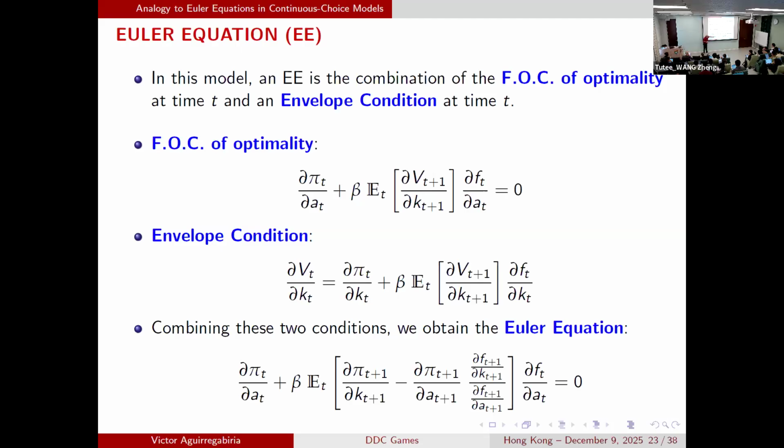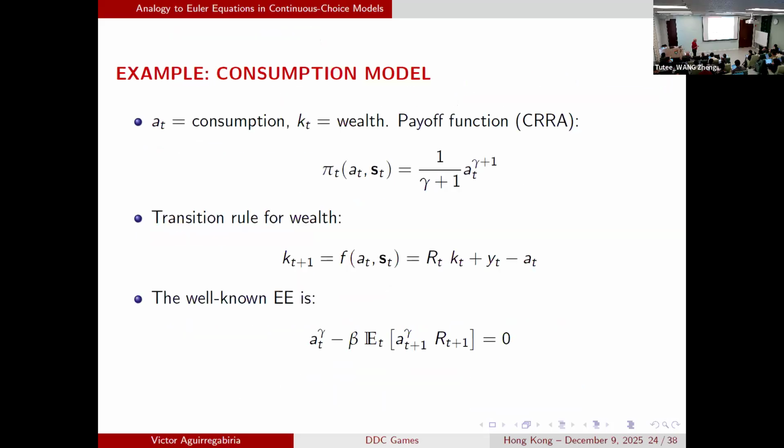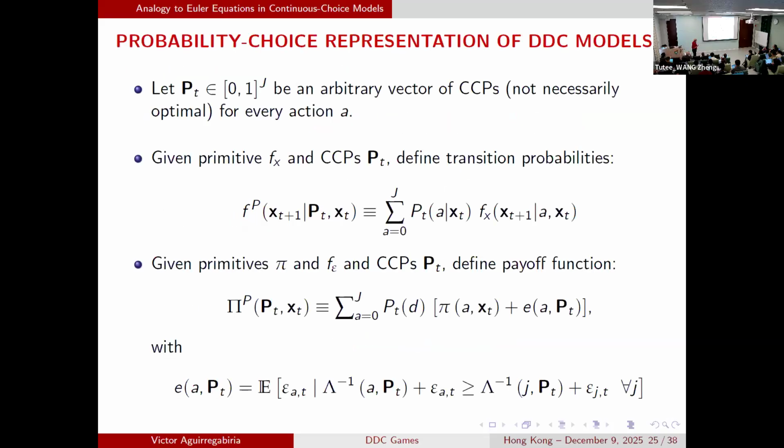And in this model, this is the expression of this Euler equation. You can see that it involves marginal profits today, marginal profits tomorrow, and the derivatives of the transition rule with respect to the state and with respect to the decision, okay? Here and here, okay? This is just the classical example of the consumption model. Let me skip it, okay?